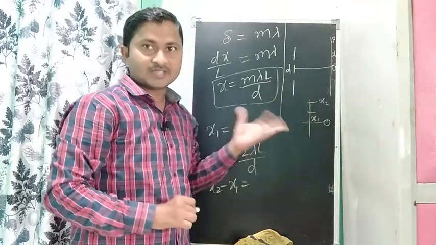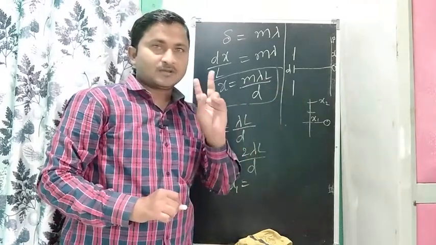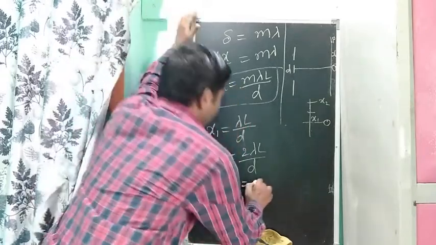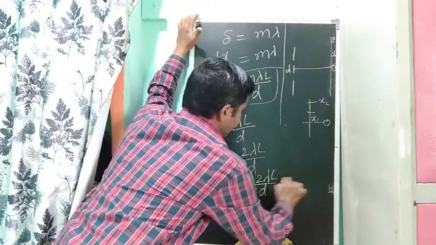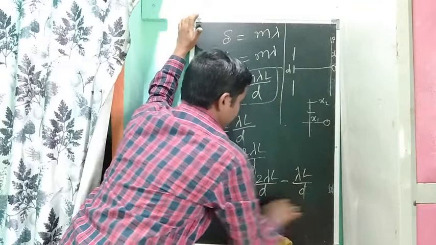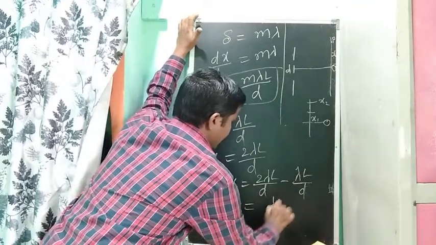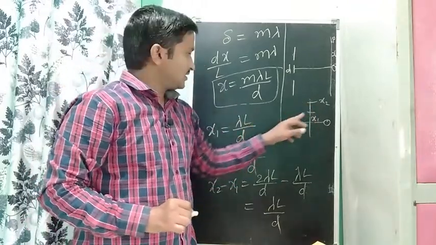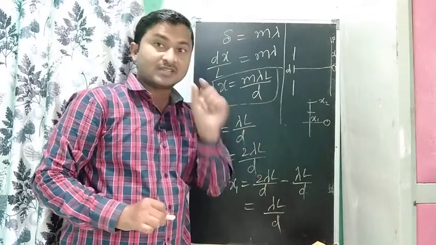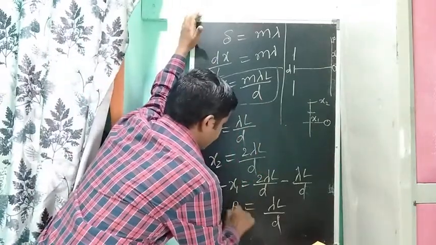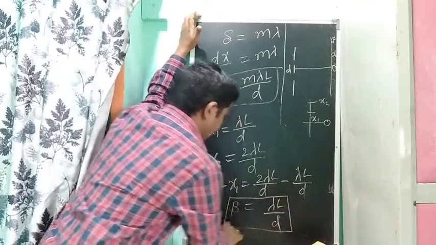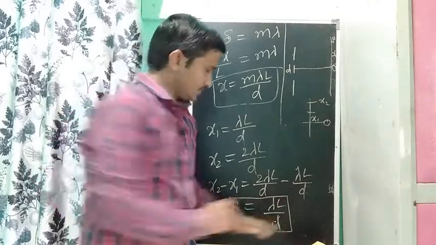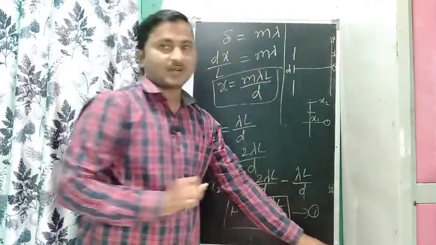Width of the dark fringe. The distance between two bright or dark fringes is called fringe width. x2 minus x1 is 2 lambda L by d minus lambda L by d. From this we get lambda L by d. This is the distance between two successive bright fringes, which is the width of the dark fringe. Therefore, the dark fringe width beta equals lambda L by d. Let it be equation 1.